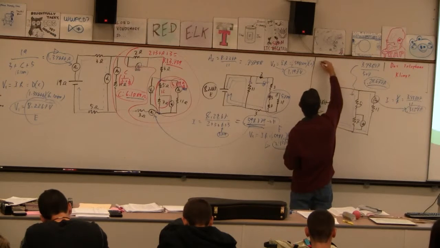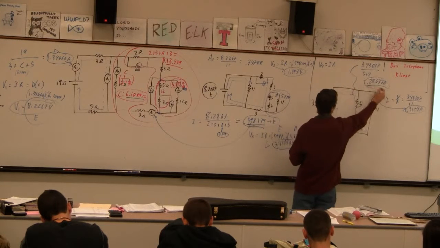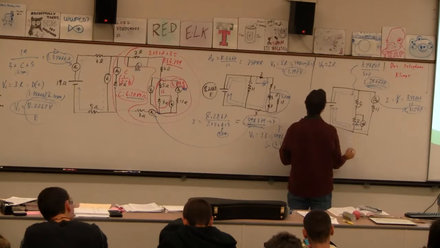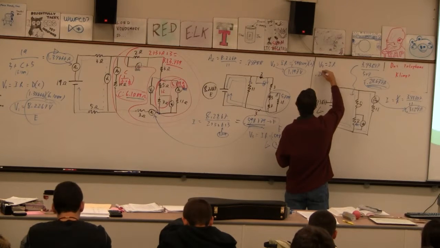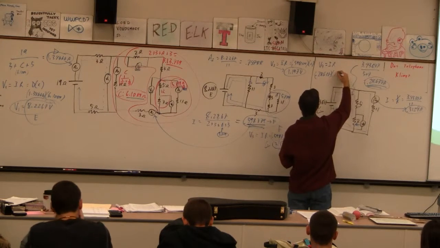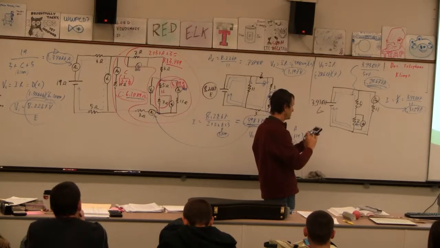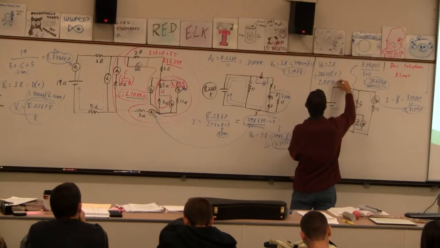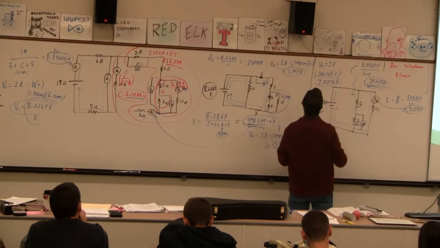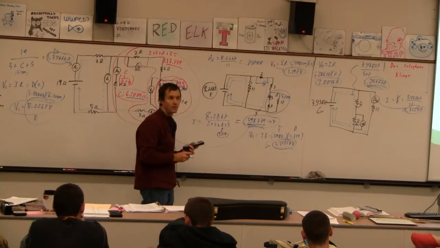V4 is just IR, right? So it's going to be that current times that resistance. So 0.28637 times 7. So times 7, I think we're done. 2.0046. Is that right? Did we get that right? Yeah.